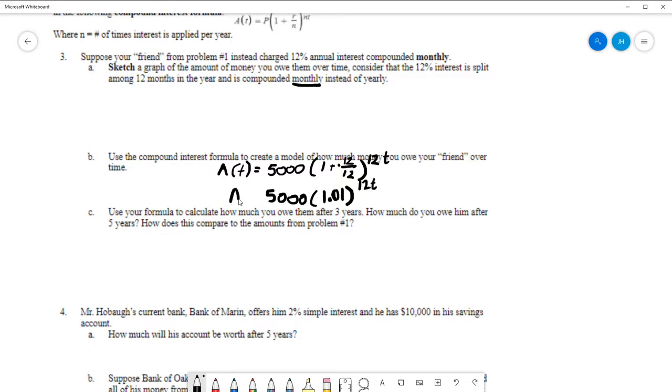So then we say, okay, how much do I owe him after 3 years? That's going to be when I plug 3 in for t. So we get A of 3 equals 5,000 times 1.01 to the 12 times 3. So even though the rate that we're applying each time is less, we're applying it 12 times as much. So actually this is going to end up getting raised to the power of 36.